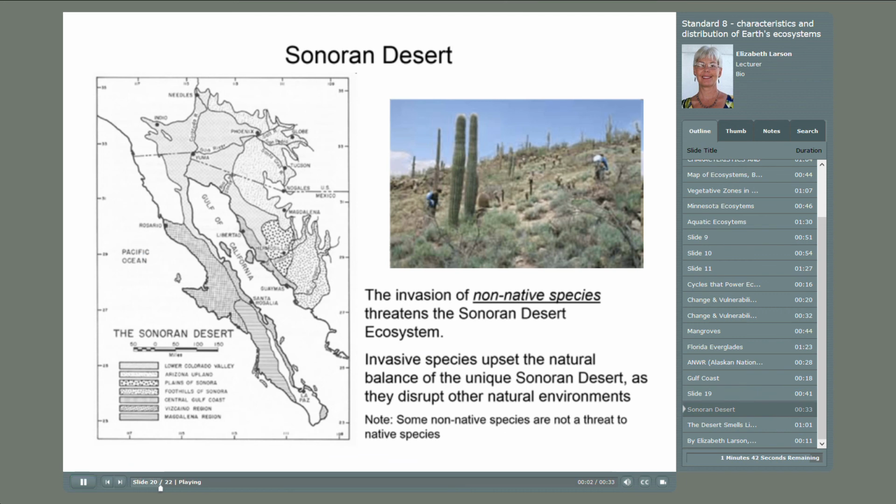The map on the left shows us a regional breakdown of the Sonoran Desert. The picture on the right-hand side of this slide is showing us people on a butte in the Sonoran Desert trying to eradicate an invasion of non-native species that threaten the Sonoran Desert ecosystem. Invasive species upset the natural balance of the unique Sonoran Desert as they disrupt other natural environments as well.